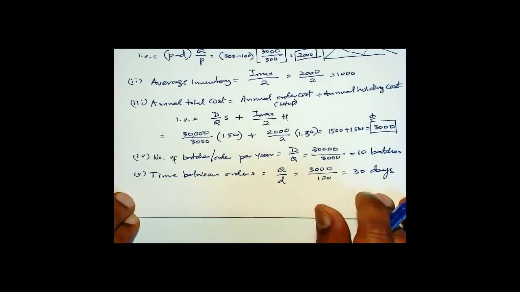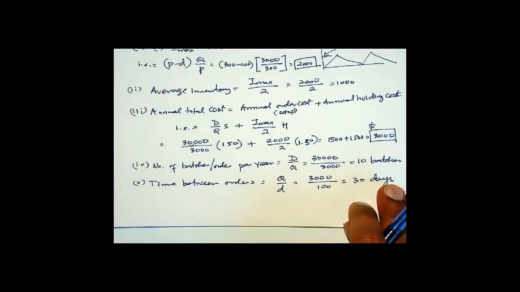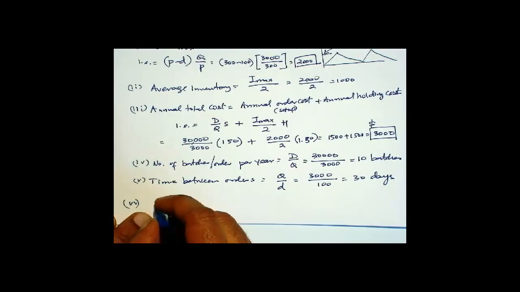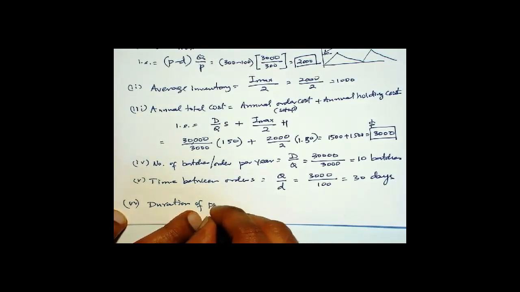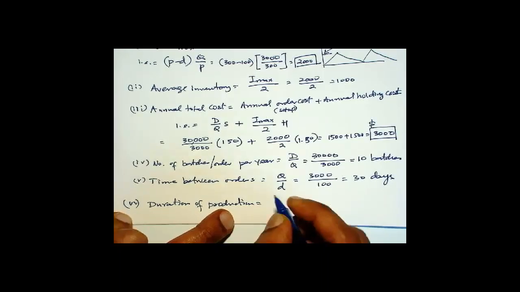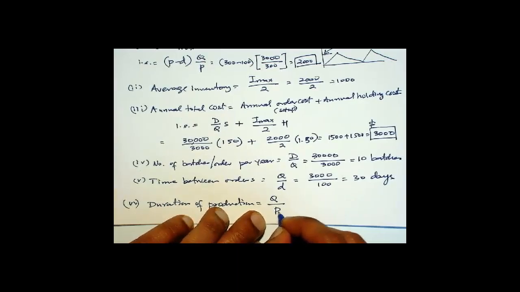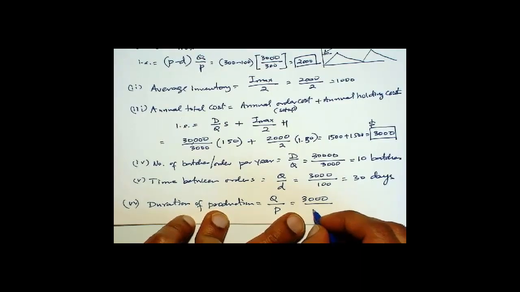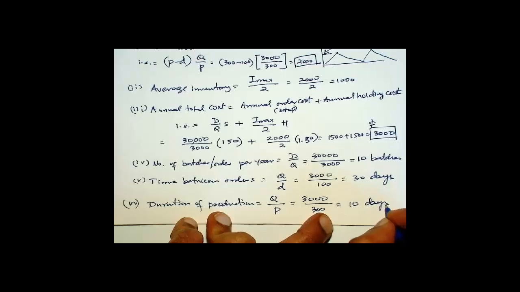Then finally, the duration of production run. How long will one production run last? Duration of production or length of production is how many units we have to produce and the rate at which we will be producing. So that is 3,000 divided by 300, the rate at which we will be producing, so 10 days.